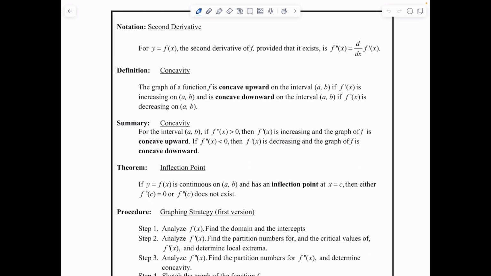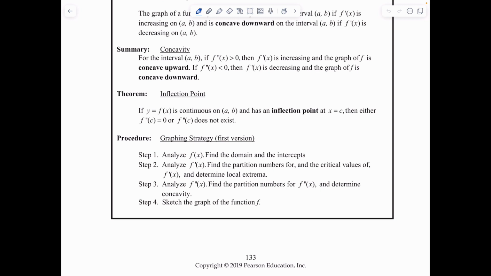So for our interval from a to b, when we find our second derivative and it's positive, that tells us our first derivative is increasing, and so as a result our original function is concave up. If our second derivative is negative, that means our first derivative is decreasing, which means our function is concave down. So much like our first derivative tells us where the graph is increasing and decreasing, our second derivative will tell us where it's concave up and concave down.